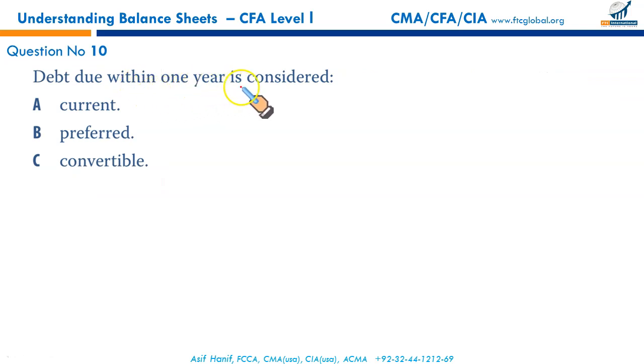Debt due within 1 year is considered current. Yes, within 1 year or operating cycle, whichever is greater or longer. Correct. This is the right option. Why not B? You need to have a good reason.